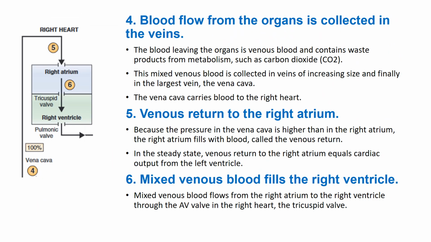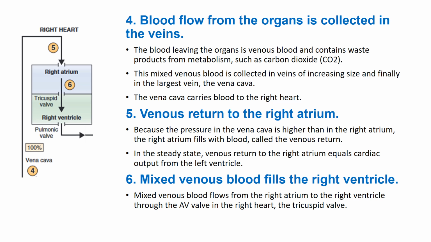Step 4. Blood flow from the organs is collected in the veins. The blood leaving the organs is venous blood and contains waste products from metabolism, such as carbon dioxide, CO2. This mixed venous blood is collected in veins of increasing size and finally in the largest vein, the vena cava. The vena cava carries blood to the right heart.